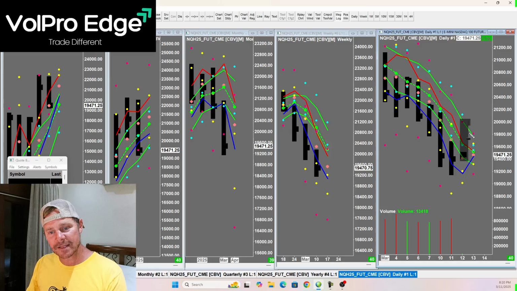Sometimes the daily likes to rally like that, suck in a bunch of longs, squeeze the shorts, suck in a bunch of longs, and then reverse like that. So we'll see, but I'm going to be looking for the long side.